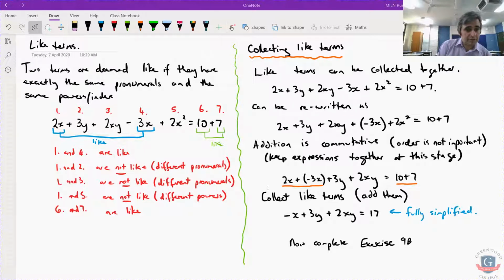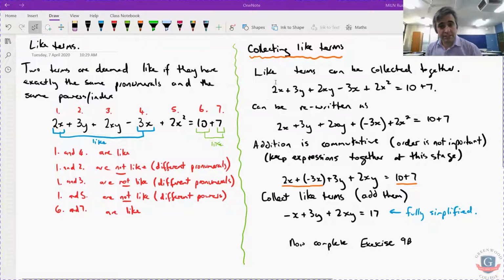1 and 5 are also not like. In this case, it's because this one has an index of 1 and this one has an index of 2 on the x, making them different. Therefore, they are not like. 6 and 7 are a bit of a strange case. They're just constants. You can imagine they had an x to the power 0 or some other pronumeral on there. But because they are the same, we call them like. And we'll be able to do something with them in a moment that you've been doing for many, many years.